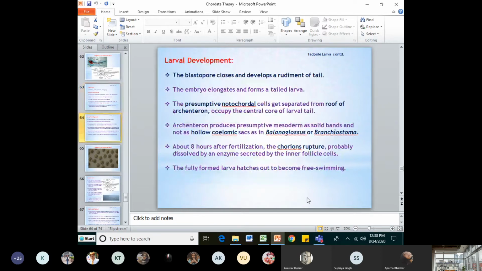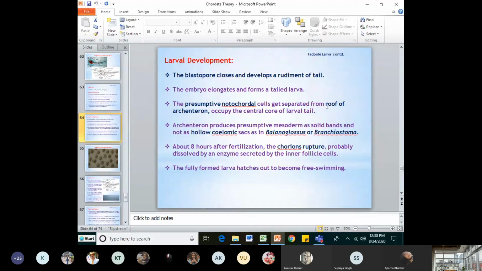So, what about the larval development? How does the larva develop from this 64-cell stage of the embryonic development? So, the blastopore closes and develops a rudiment of tail. Okay, the embryo elongates and forms a tailed larva. The presumptive notochordal cells get separated from the roof of the archenteron and occupy the central core of the larval tail.